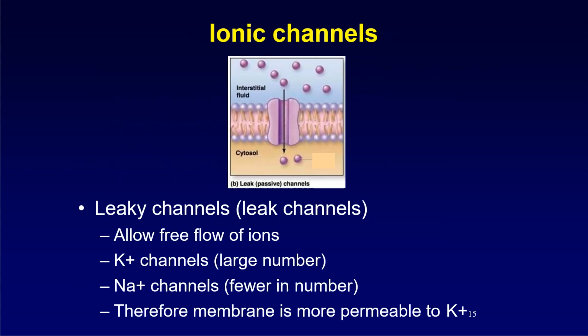Next, moving to the ionic channels or the leaky channels. These channels are called leak channels because they are permeable to the ions, so they allow free flow of ions. Leaky potassium channels are large in number, whereas sodium leaky channels are fewer in number. Therefore, the membrane is more permeable to potassium.